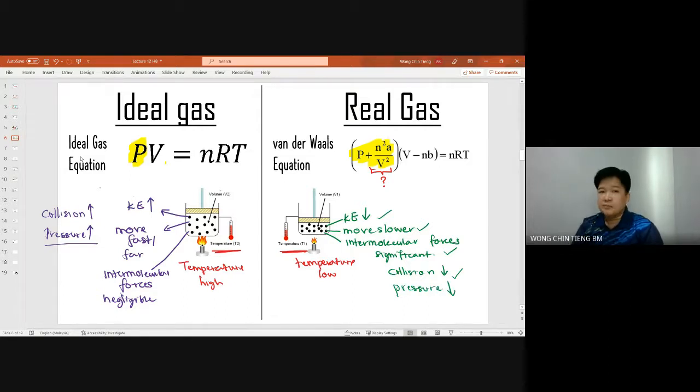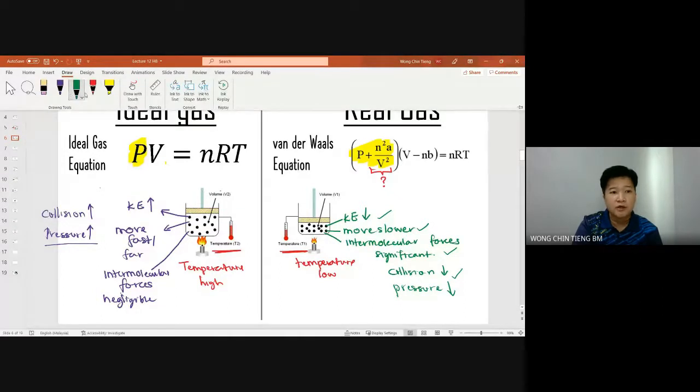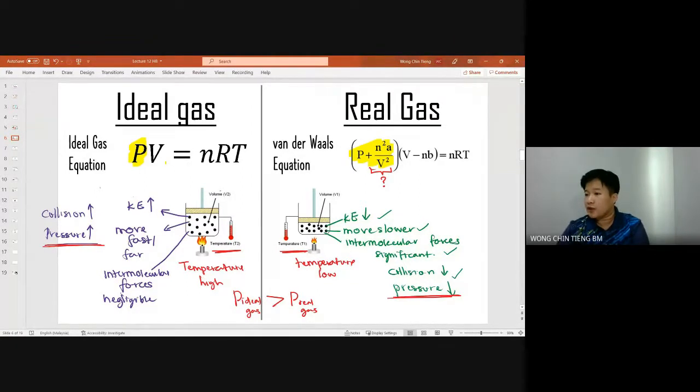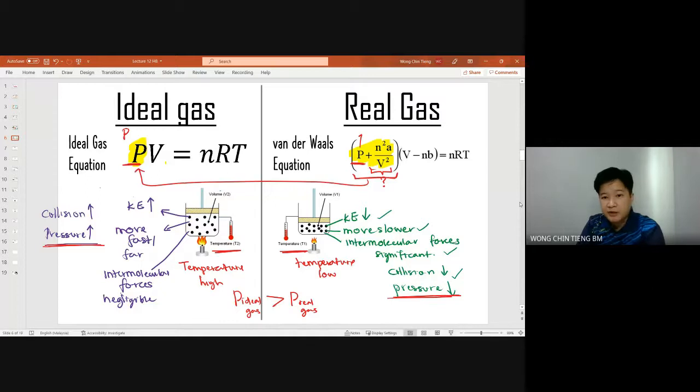Betul? Bila tekanan yang dihasilkan jadi rendah, that's why you come to a conclusion over here, compare the pressure of your ideal gas will be higher than the pressure of your real gas. Setuju? Okay. Alright. When the pressure of your ideal gas is higher than the pressure of the real gas, kita tengok pada correction tersebut. Your correction over here, pressure, okay. Your pressure over here is the pressure original, katakan pressure of the ideal gas, of course. This is the pressure, jumlah total kat sini kena sama dengan P kat ideal.